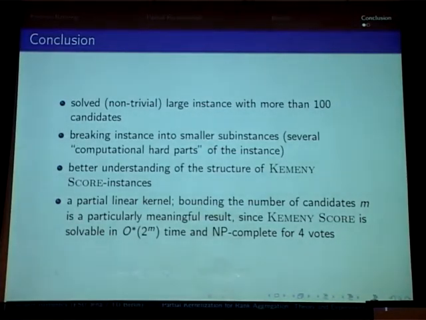And this is particularly meaningful because, yes, the Kemeny-Young instance is solvable in 2 to the number of candidates time, and it's NP-complete for the number of votes, which means that there is no big disadvantage when we do not bound the number of votes.